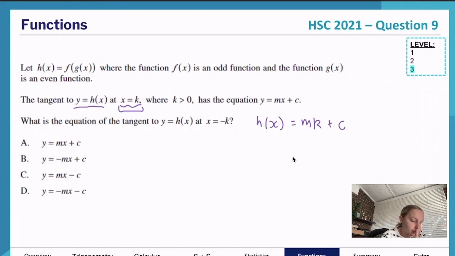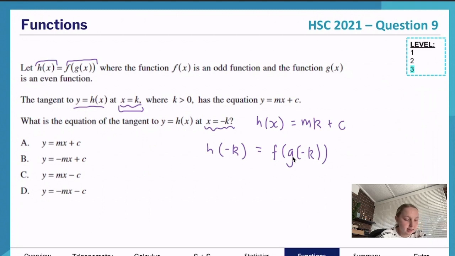Okay, so then if we've got h(-k), that's going to equal f(g(-k)). Okay, if we can sub in -k, which is what they've given us here, as our x values that they've given up here, then we can say our h(k) is going to equal f(g(k)).